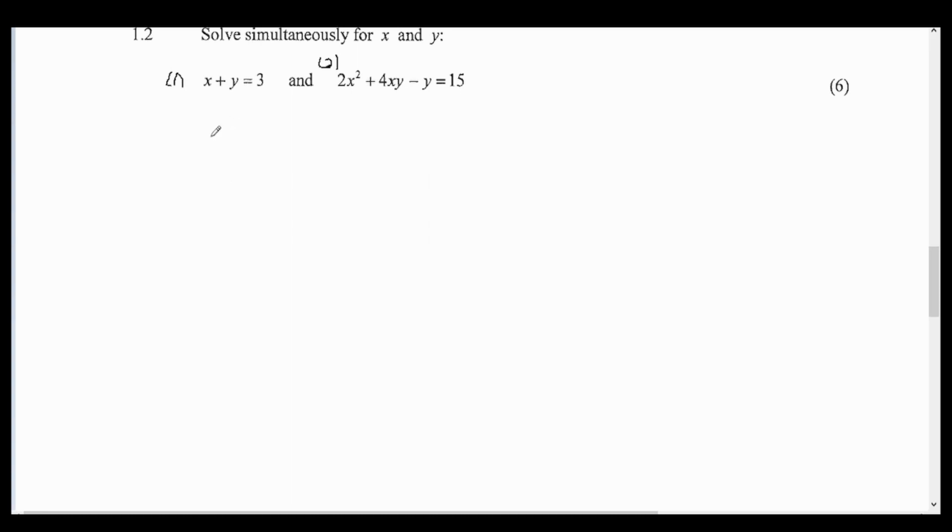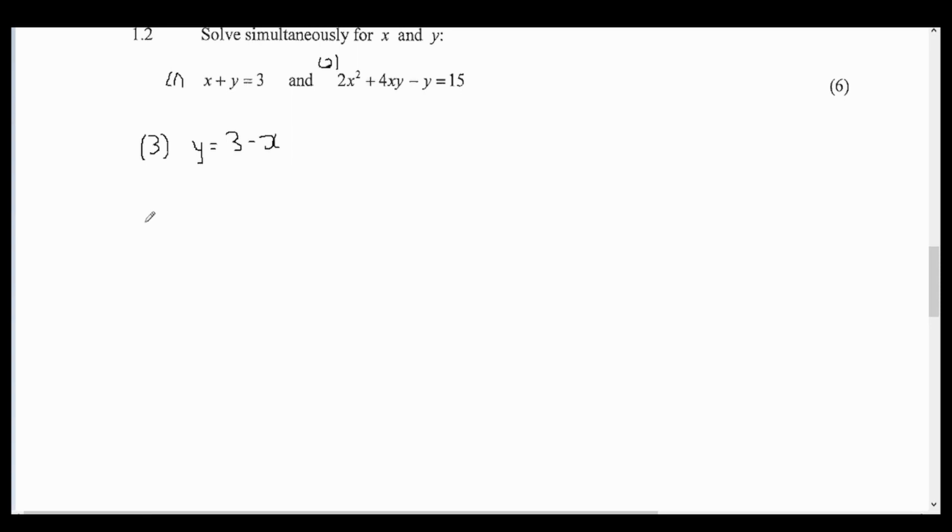Okay, I'll go with y. Let's make y the subject of the formula. So it will be y equals 3 minus x. I got that from equation 1. And then we will substitute, let's call this equation 3 now. We will substitute equation 3 into equation 2.